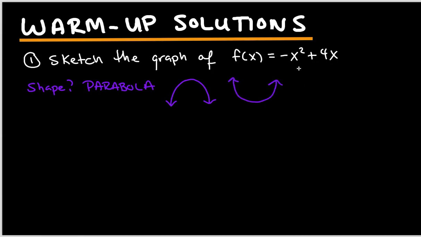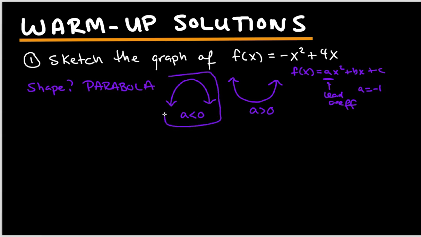And normally we write quadratic functions generally like this: ax squared plus bx plus c, right? And A right here is the lead coefficient. And when A is negative, it opens down. When A is positive, it opens up. So here, A is equal to -1, so we are opening down. It's going to look like that. That's the general shape. Now, what's the vertex?